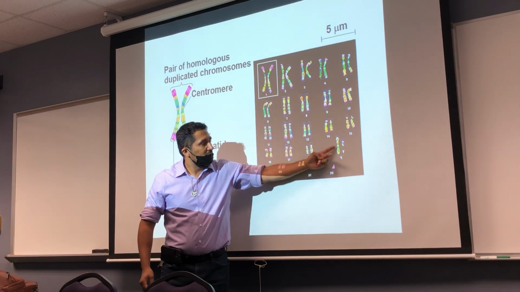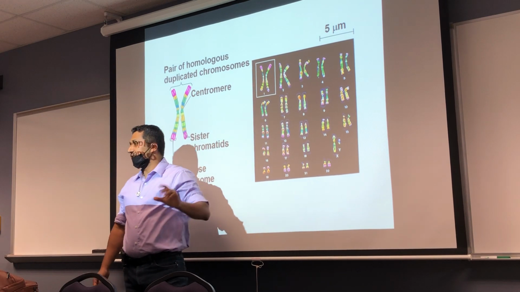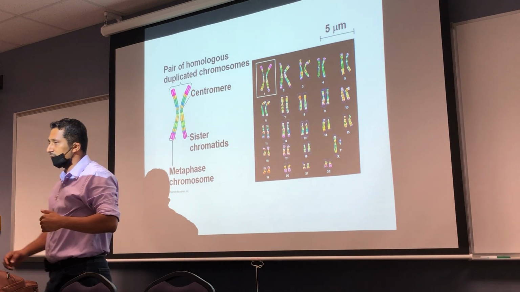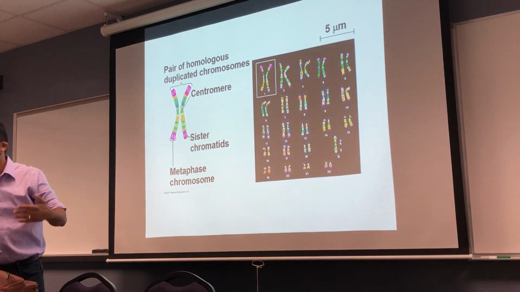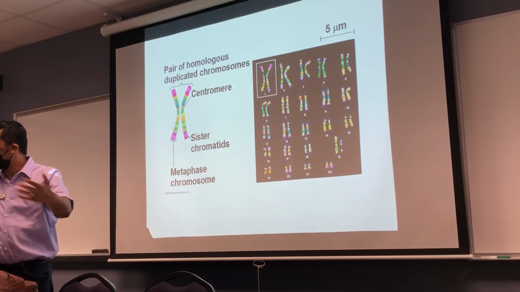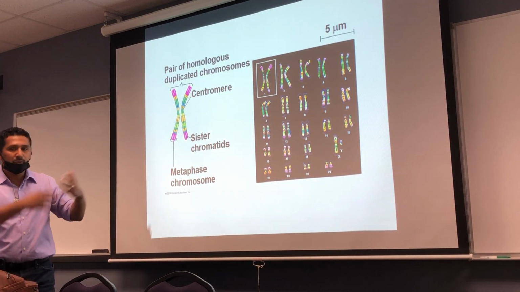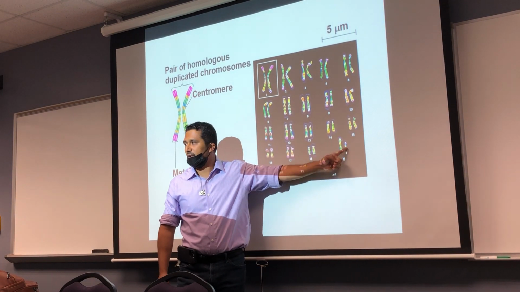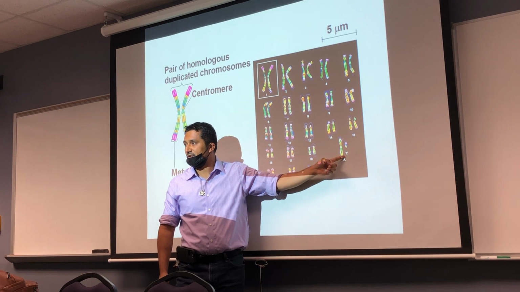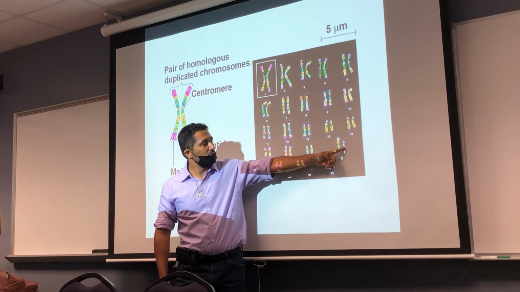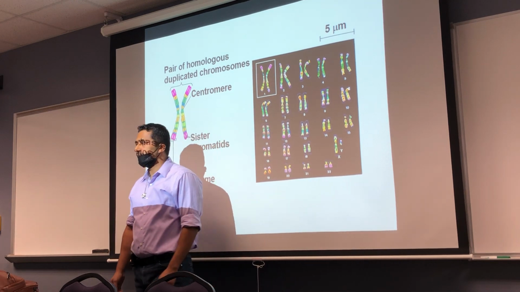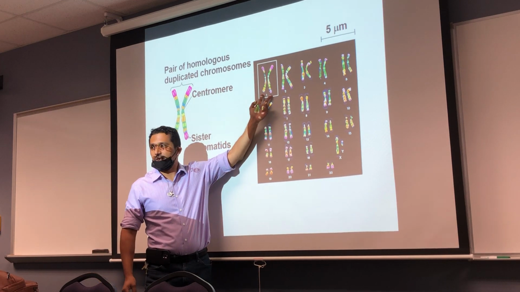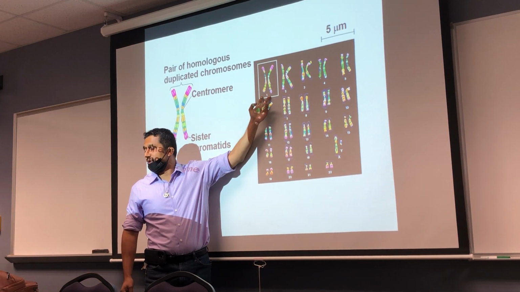So 22 pairs, and here the sex chromosomes. These 22 pairs of chromosomes are known as the autosomes. In other words, they express the different traits for the body, whatever it needs to express. And this one is the sex chromosomes. This is what determines the sex of the individual. XY, you are male, XX, you are female. So diploid, it has two sets, one from mom, one from dad. You see the pairs, then you know that it's a diploid.